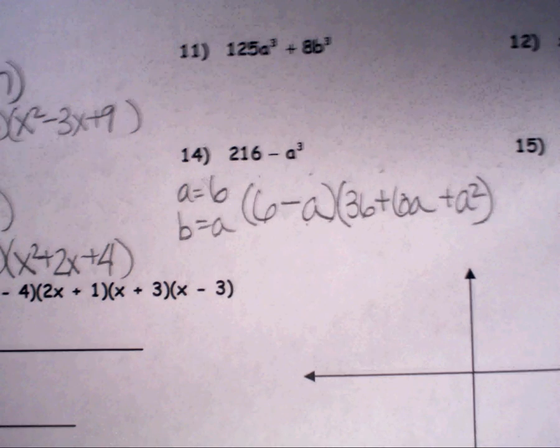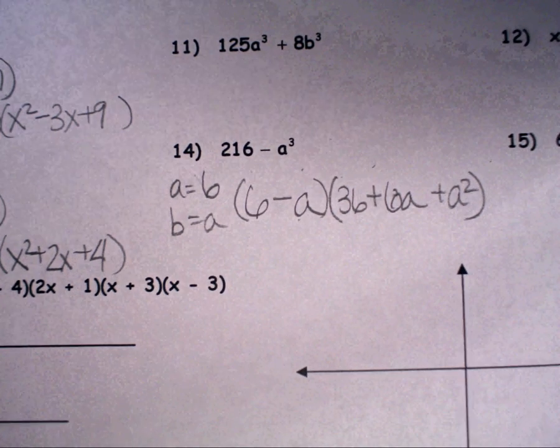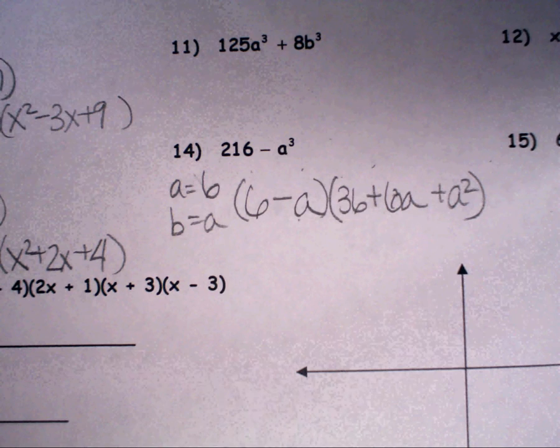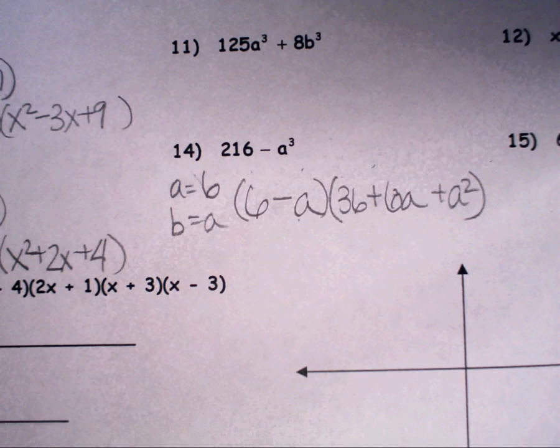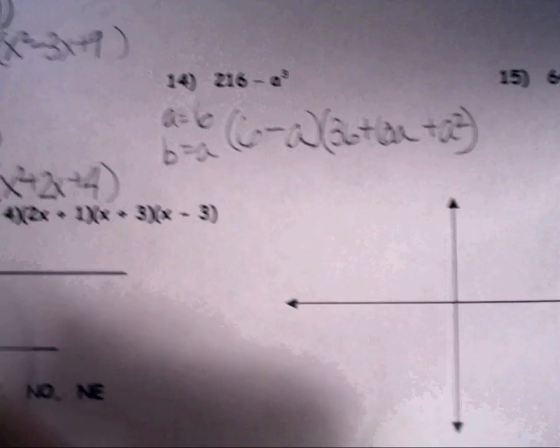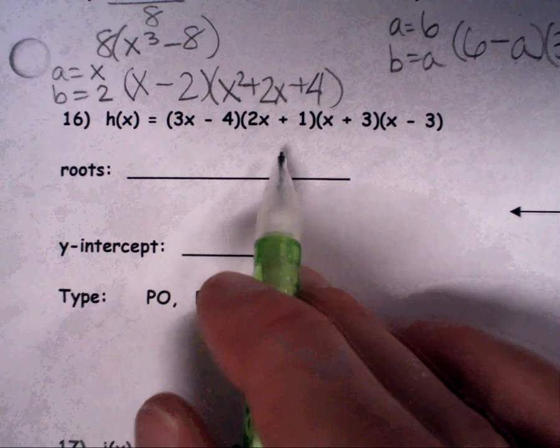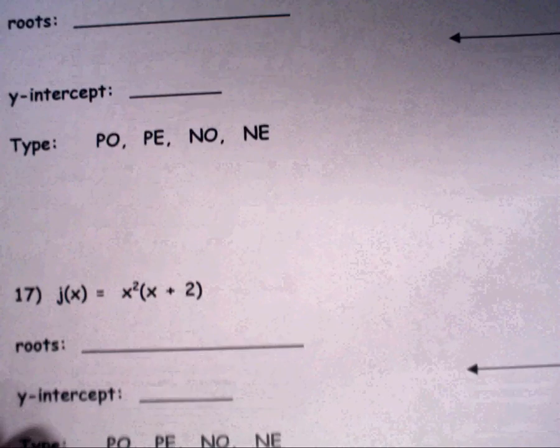So on the next section, I'm going to do one of each type, one in factored and one in non-factored. I'll leave you with that one to do. Remember, I will be sending out the answers through Remind 101. So let's look at 17.